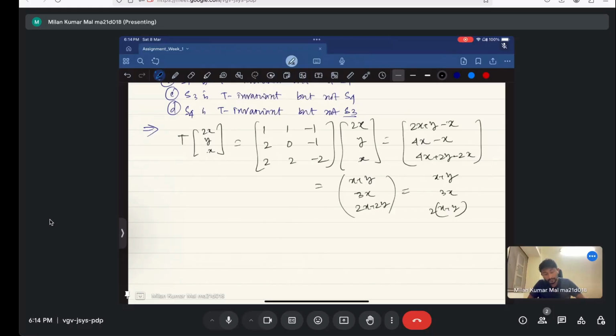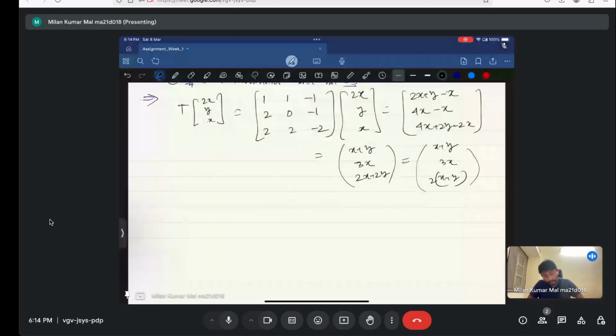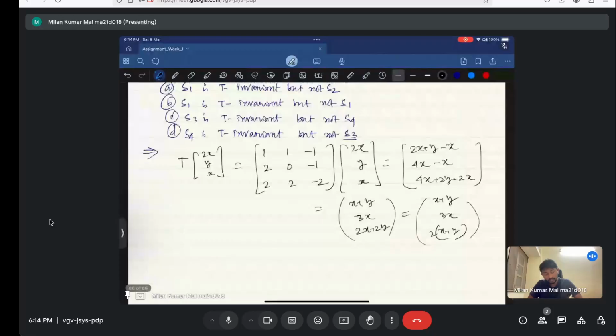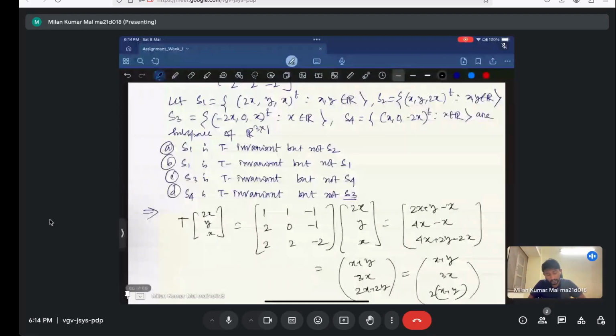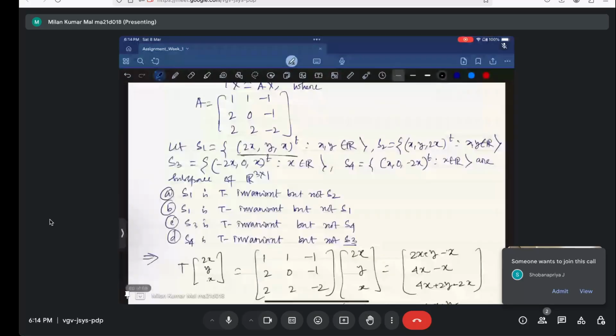Note that the elements in S1, which is the collection of this type of elements, have the first term equal to double the third term. Here that is not the case. Here the first term is not double the third term, but instead the third term is double the first term. So this does not belong to S1. Therefore S1 is not T invariant, that is, the first option is false.